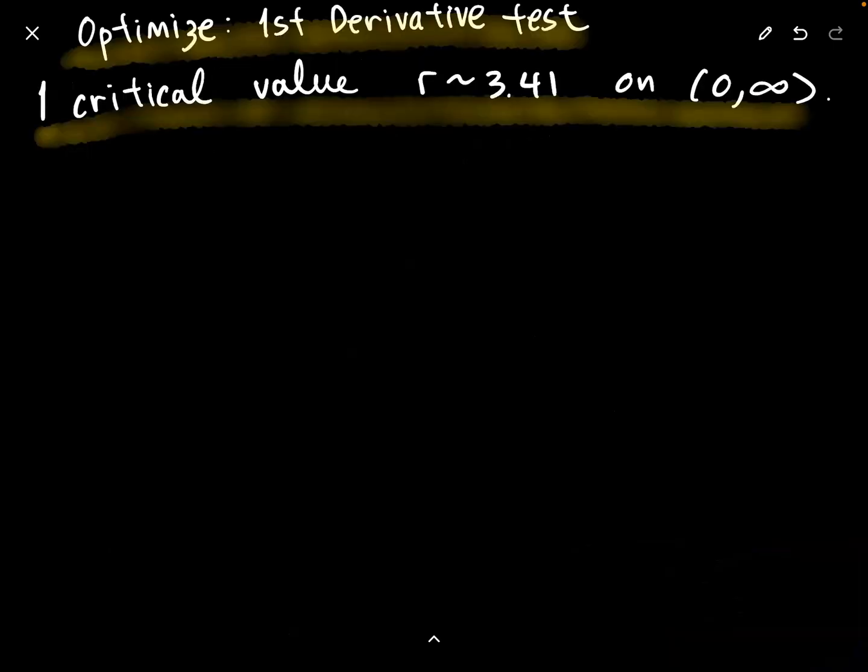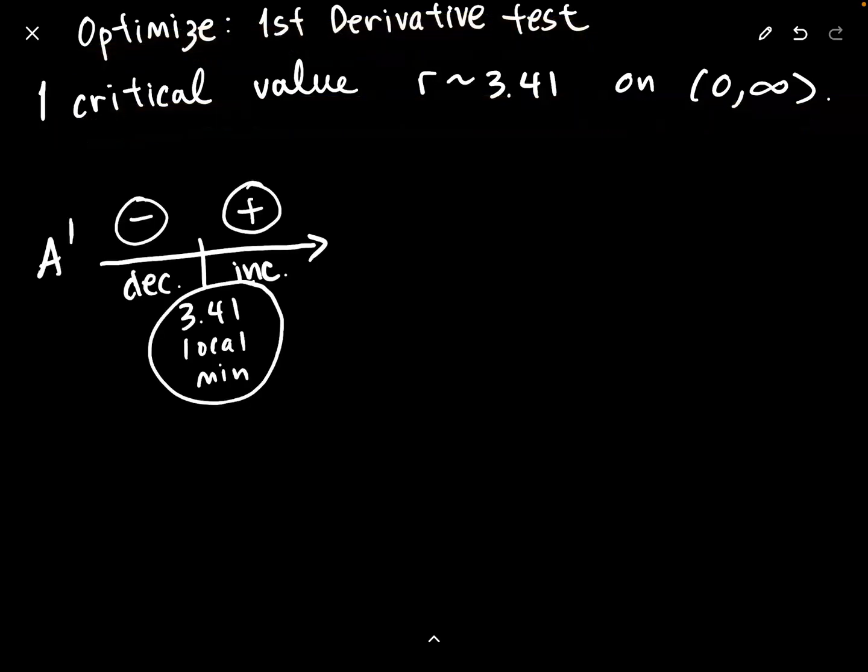Here we'll use the first derivative test to optimize since we have one critical value on the domain and also we don't have a closed interval. So for the first derivative test, I'm checking the value of A prime to the left and right of the critical value 3.41. If you choose a value for r that is less than 3.41, you will see that you get negative values for A prime, which means that the function A is decreasing on that interval. And for values of r that are greater than 3.41, the value of A prime is positive, so we know that the function is increasing on that interval. So since we're changing from decreasing to increasing at r equal to 3.41, we have a local min.